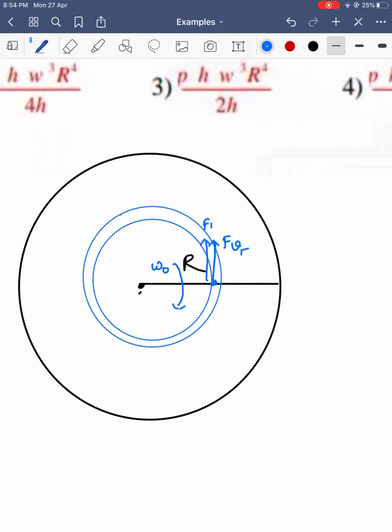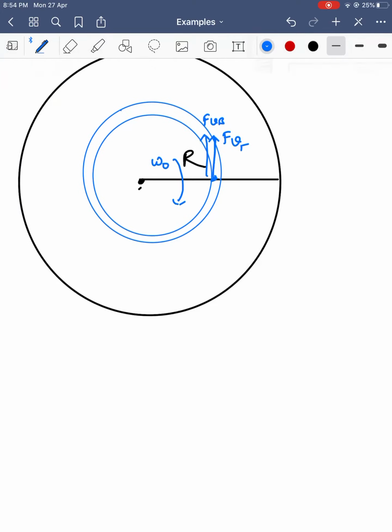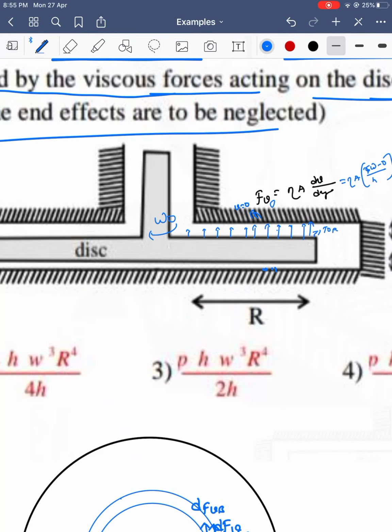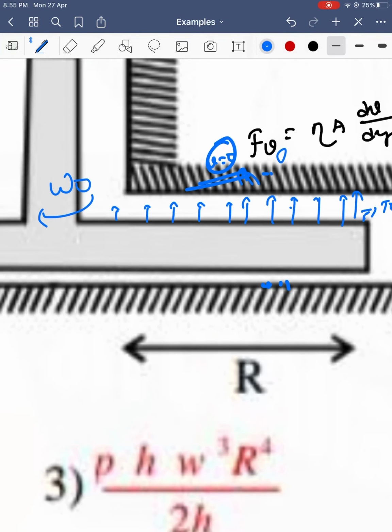Fv top, Fv bottom. This is not the complete viscous force, but a small viscous force, dFvb and dFvt. The small viscous force dFv at the bottom or top is equal to nu into the small area dA into the change in velocity. So what is the velocity here? At a distance r, the velocity is r omega minus the topmost position velocity, which is 0.